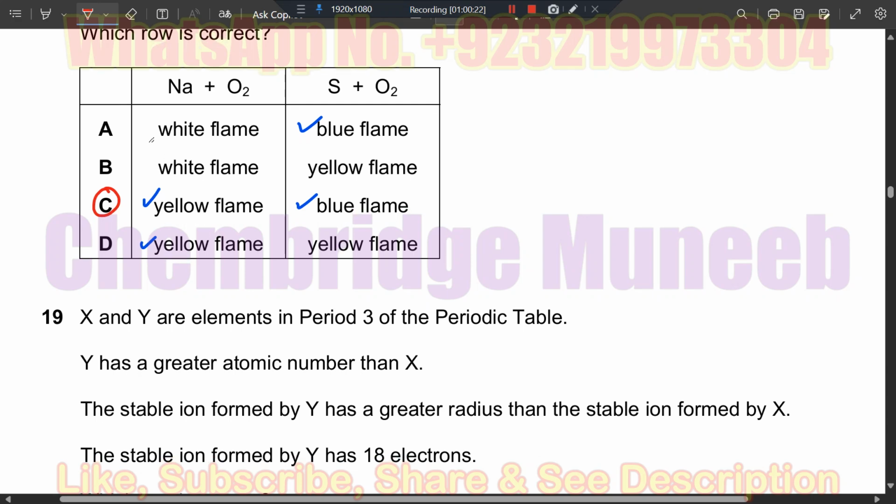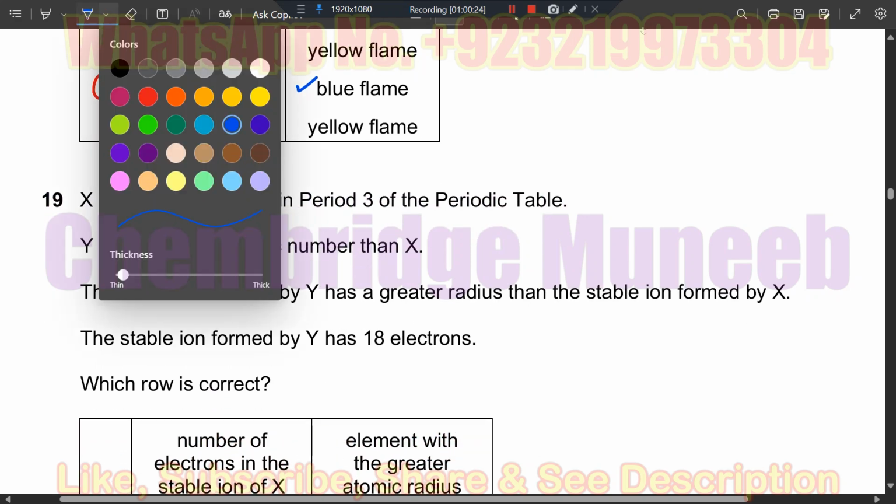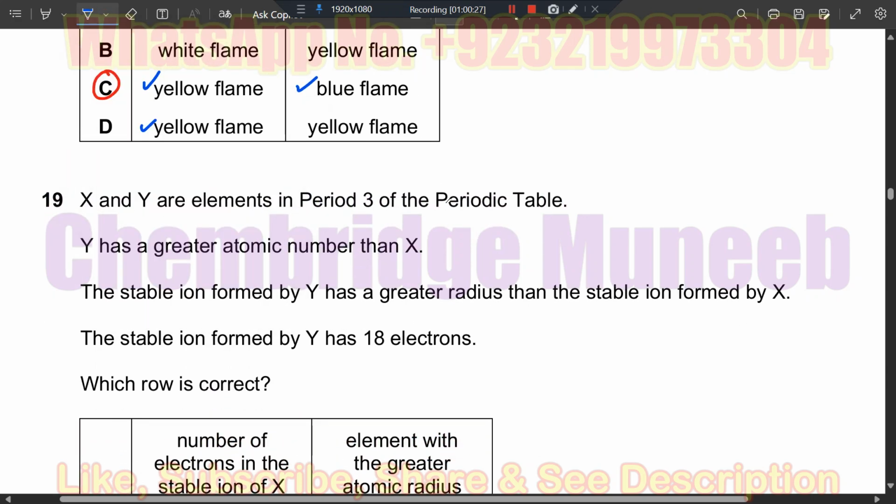Now, question number 19. Question 19 says X and Y are elements in the period 3 of the periodic table. Okay, we have two elements. Y has a higher atomic number than X, which means that X should be present on the left of the period and Y should be present on the right of the period, because there is an increase in the atomic number. Now, it also says that the stable ion formed by Y has a greater radius than the stable ion formed by the X. I will show the notes for this purpose.